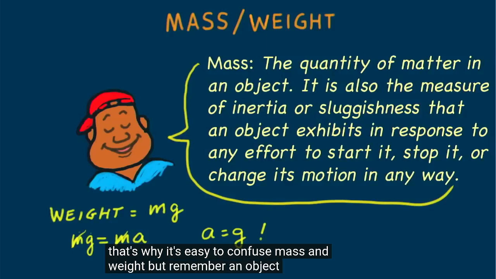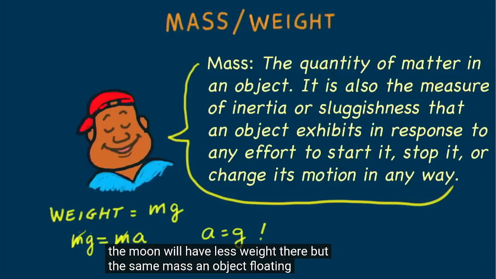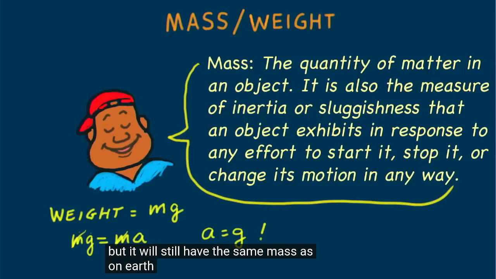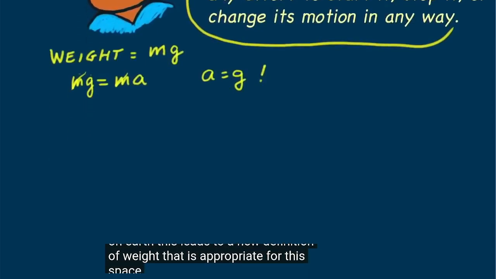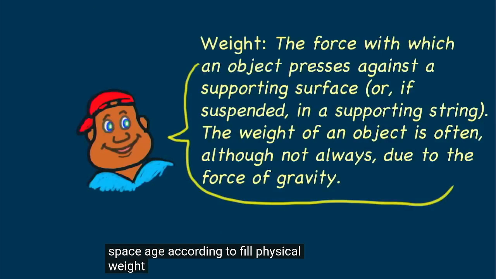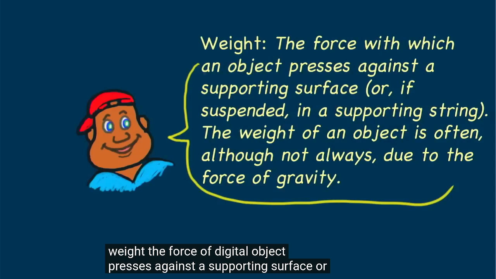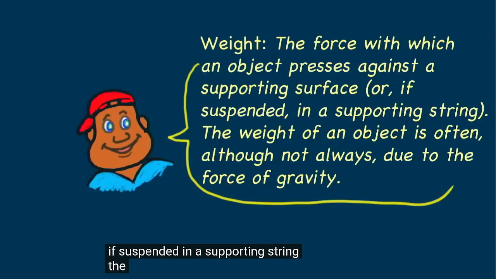But remember, an object carried to the moon will have less weight there, but the same mass. An object floating in remote space will have no weight at all, but it will still have the same mass as on Earth. This leads to a new definition of weight that is appropriate for this space age. According to Phil Physiker, weight, the force with which an object presses against a supporting surface, or, if suspended, in a supporting string. The weight of an object is often, although not always, due to the force of gravity.